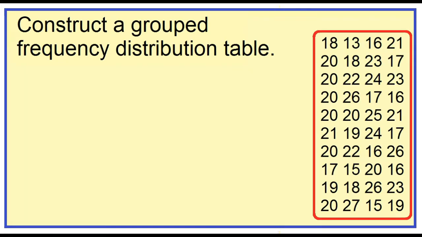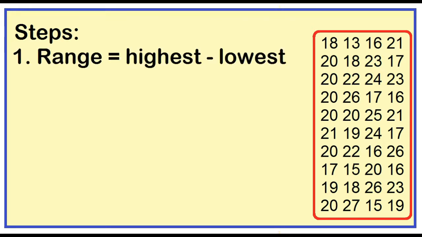How to construct a group frequency distribution table. First, find a range. Range is equal to highest minus lowest. The highest age is 27 and the lowest age is 13. 27 minus 13 is equal to 14.